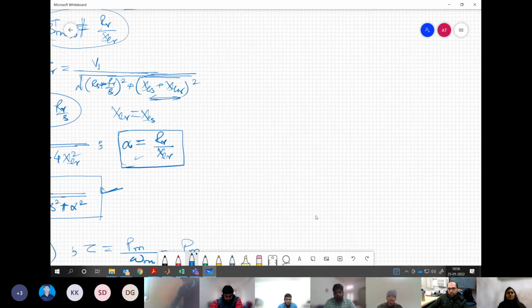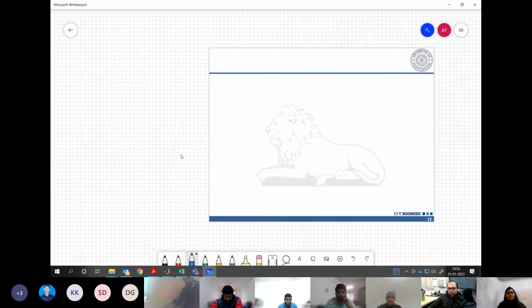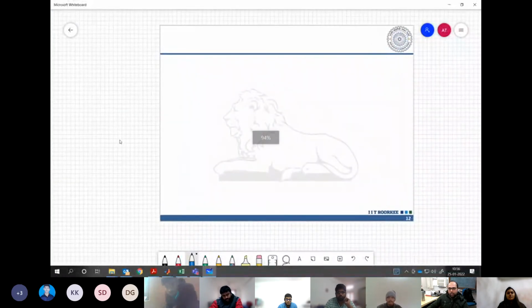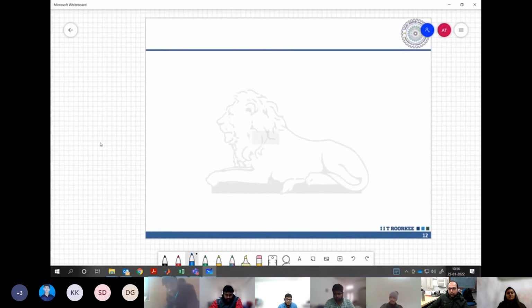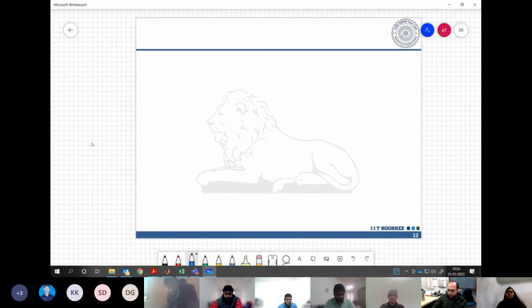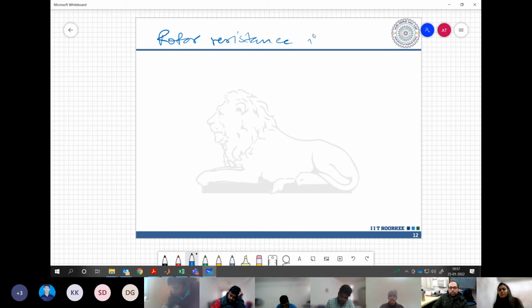Now, with this, we can also understand the impact of adding some rotor resistance. Let's say we are talking about the wound rotor motor, where we have the provision to attach some rotor resistance to the motor. How the characteristic is going to change and what is the maximum value up to which we are going to have any advantage of this.